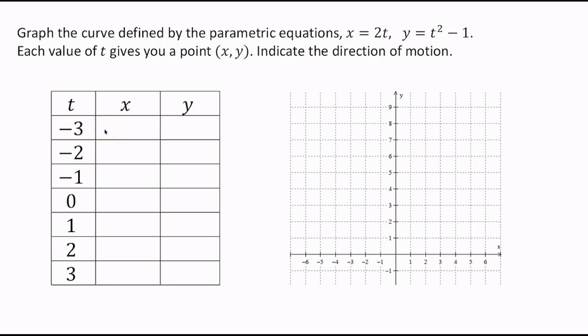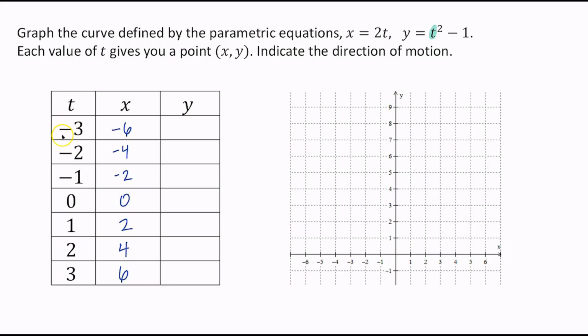Negative 3 times 2 is negative 6. Negative 2 times 2 is negative 4. Negative 1 times 2 is negative 2. 0 times 2 is 0. 1 times 2 is 2. 2 times 2 is 4. And 3 times 2 is 6. Now, to find the y values, I'm going to substitute in each of the t values into t squared minus 1. So I'm going to square each of these values and then subtract 1.